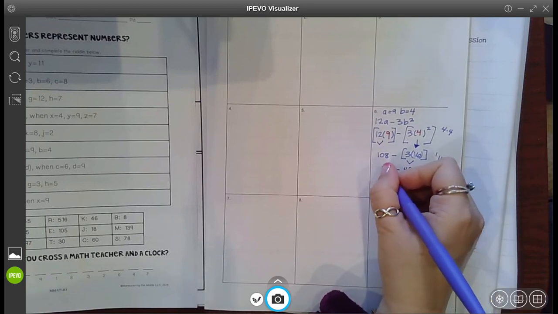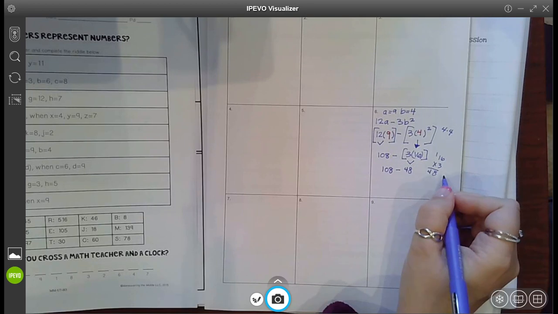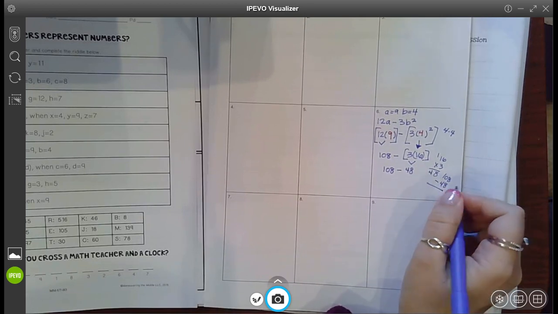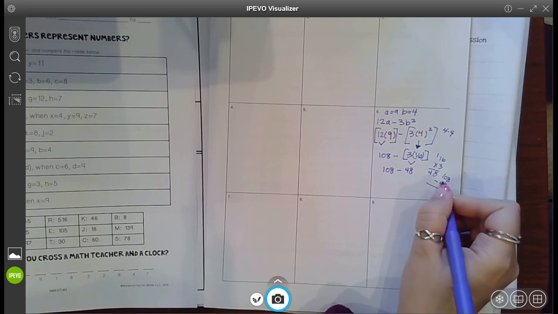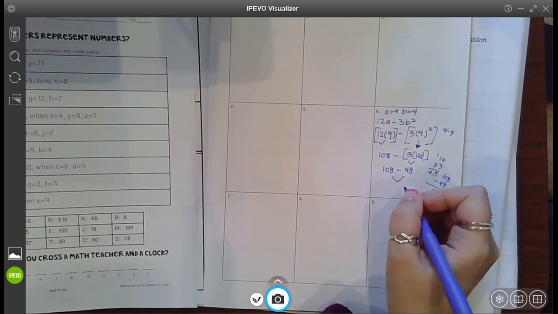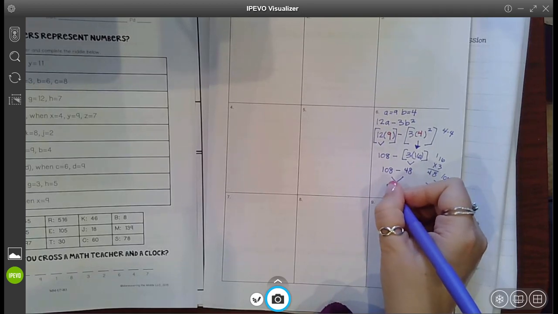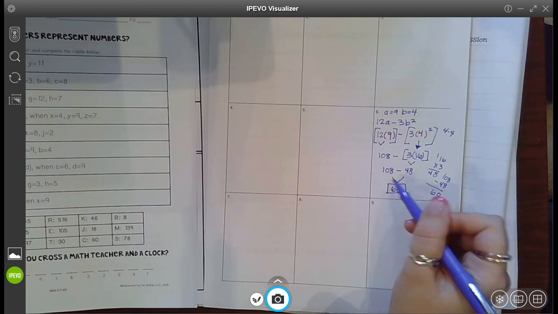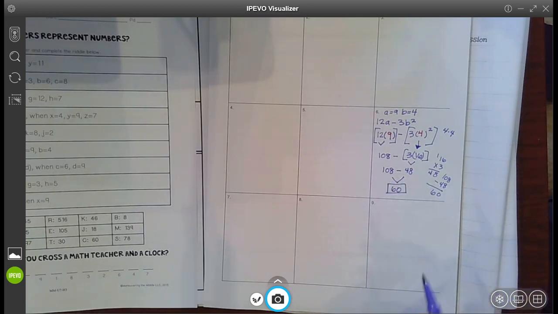So now you have 108 minus 48. Please don't be afraid to actually show your work off to the side so you get the right answer. 8 minus 8 is 0. 10 minus 4 is 6. So 108 minus 48 is 60. And that kind of makes sense. 60 plus 40-ish is 100-ish, right? My answer makes sense. Okay, my next one I said I'd do with you is number 7.